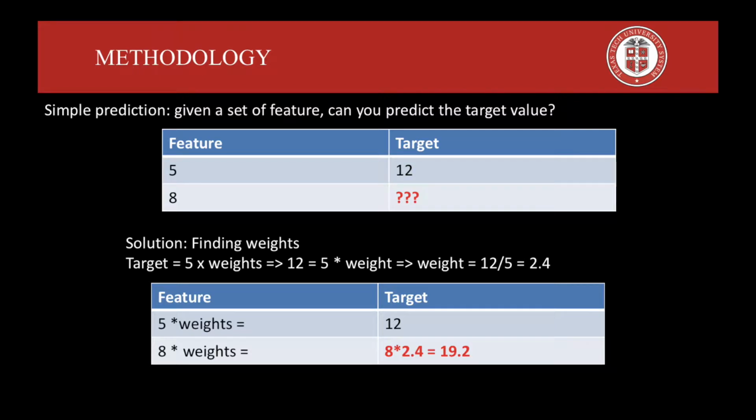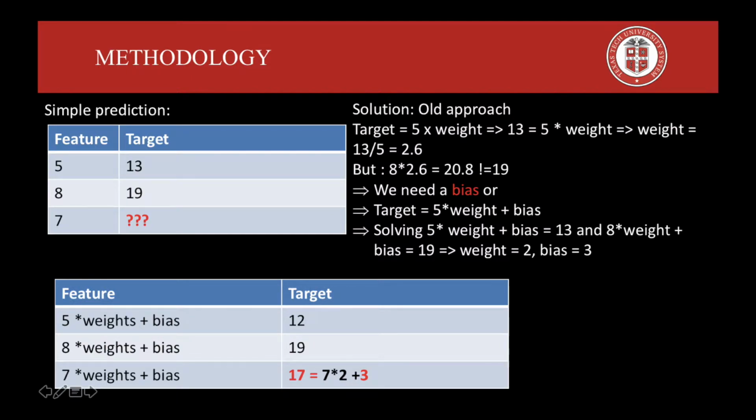Prediction is simple with one variable and one target value. When you want to predict the second target value, we find the weight in the first observation and then plug this weight into the second one. And what happens when we have more data? Our approach did not work, as the first weight did not fit the second observation. So we need a bias.